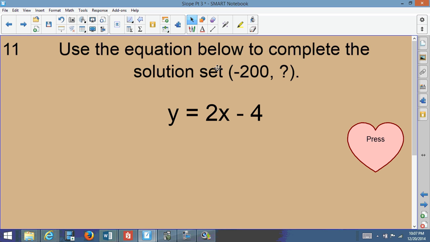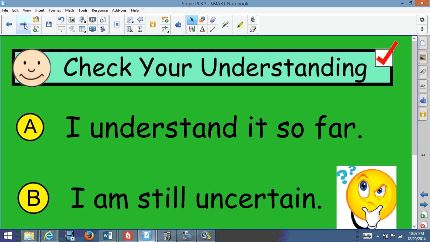Here's a question for you to try. Use the equation below to complete the solution set for negative 2, 0, question mark. And now you have y is equal to 2x minus 4. Seems familiar? Hopefully you'll get it right. Check your understanding, see if you understand it. If you don't, write down your questions, bring them in. I'll be glad to answer them.